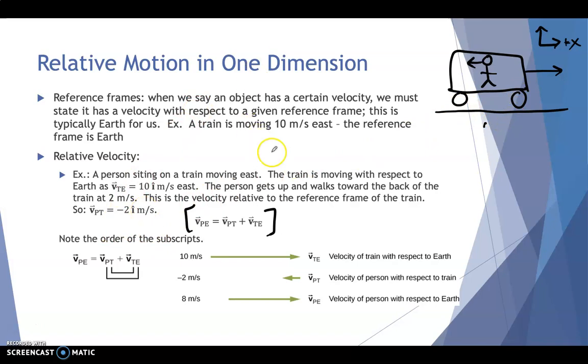So just note how the subscripts are noted. Okay, so the order of the subscripts, sorry about that. This is kind of a visual representation of what we're looking at. Okay, so if we have the train moving 10 meters per second in the positive x direction, and the velocity of the person with respect to the train is in the negative x direction, we can find the velocity of the person with respect to the earth by adding these two together.